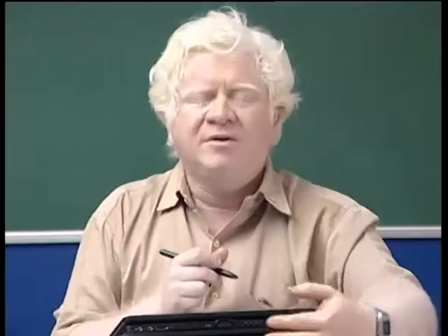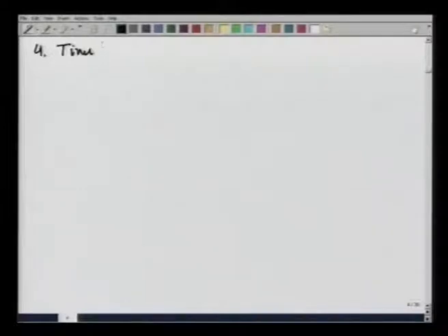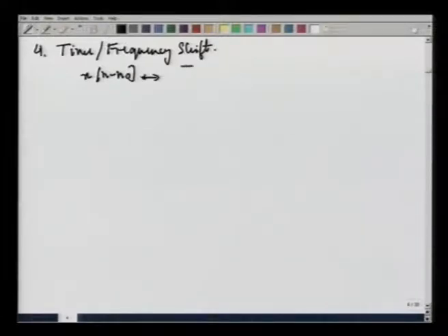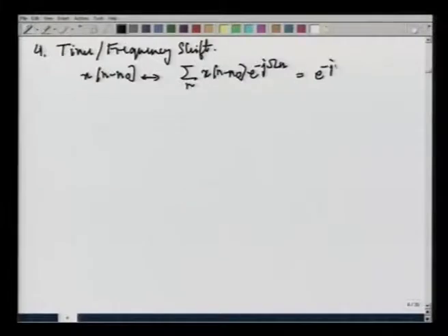Next, of course, is time and frequency shift. Here we have, let us say, x of n minus n naught, which will transform to a summation over all n of x of n minus n naught e to the minus j omega n, which can be evaluated by just replacing n minus n naught with n dash and making all the appropriate manipulations, to yield e to the minus j omega n naught X of omega, that is the multiplication by a linear phase factor e to the minus j omega n naught.